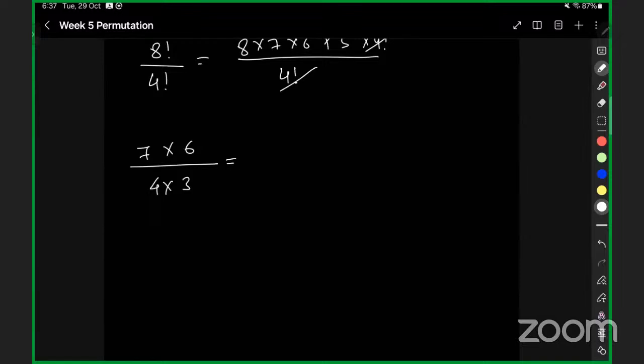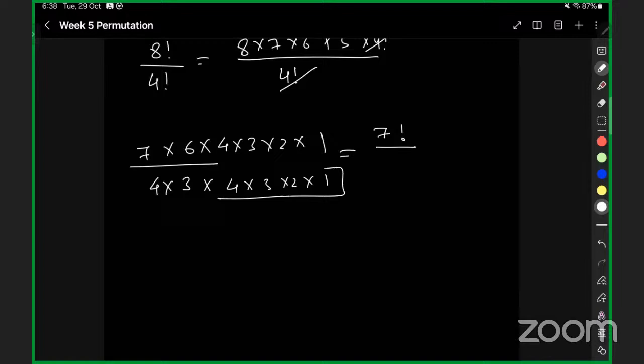Okay, so whatever you want to do, when you multiply, you have to divide by the same amount in the denominator also, right? So what you can do is 4 into 3 into 2 into 1, and the same thing here as well, 4 into 3 into 2 into 1. Both ways I multiply. So above you will get 7 factorial, and the denominator you can get as 4 factorial into 4 into 3.